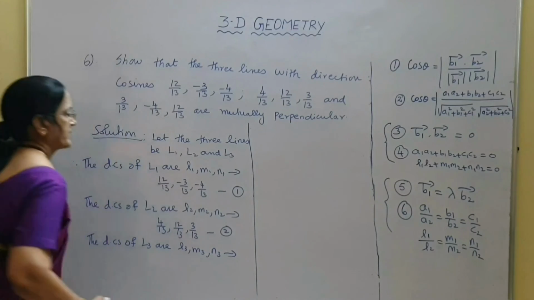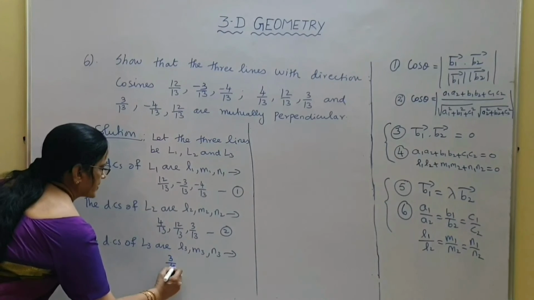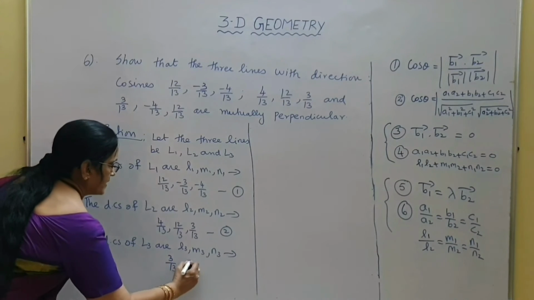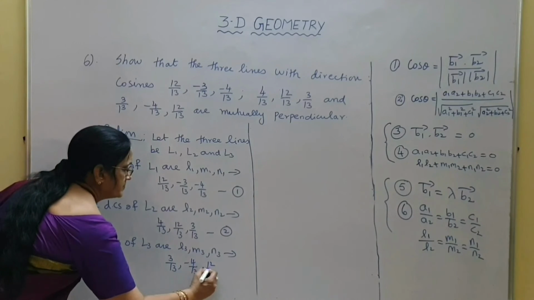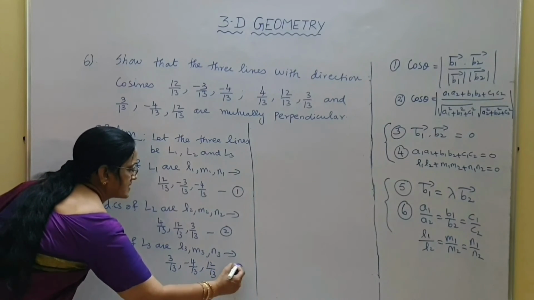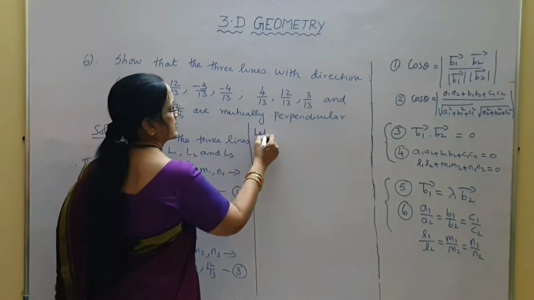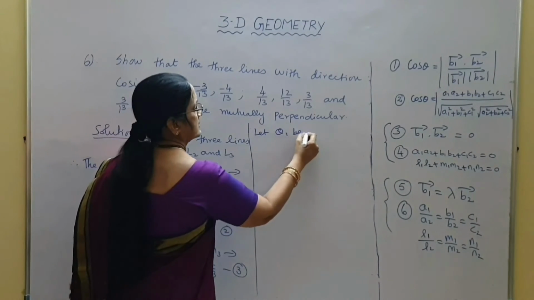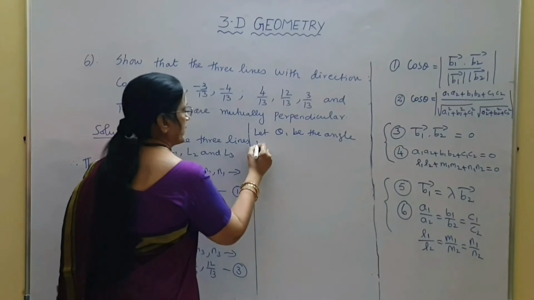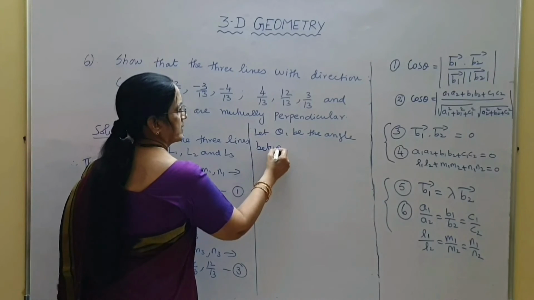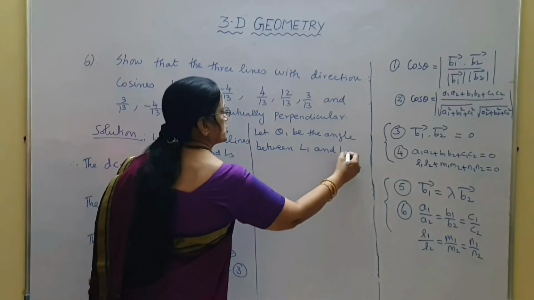Then the direction cosines of the line L3 are, let us take it as L3, M3, N3, which are nothing but 3 by 13, minus 4 by 13, 12 by 13. Name this as 3. Now, let theta 1 be the angle between the lines L1 and L2.